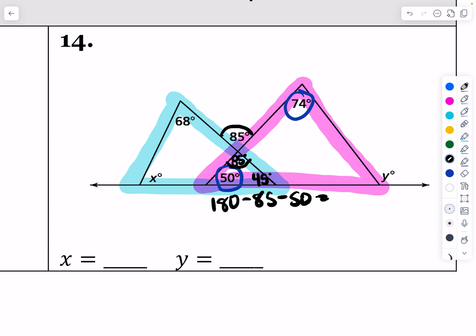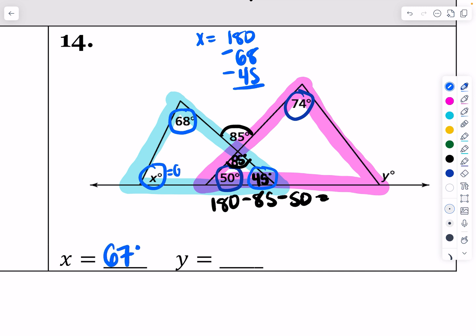That helps me out because now if I want to use the triangle angle sum theorem, 68 and 45 and x should make 180. So x is going to be equal to 180 minus 68 minus 45. What do we get? 180 minus 68 minus 45 is going to give me 67 degrees. 67 degrees for x. Okay? All right, again, you can do this multiple ways.